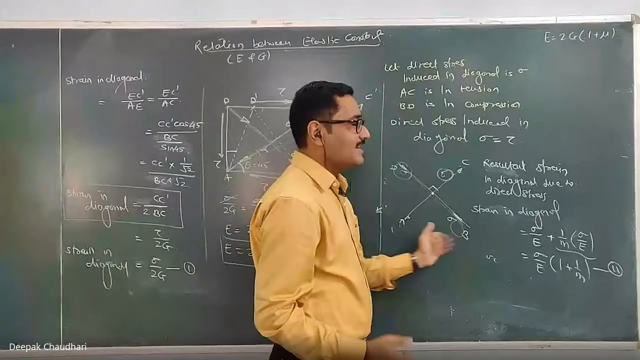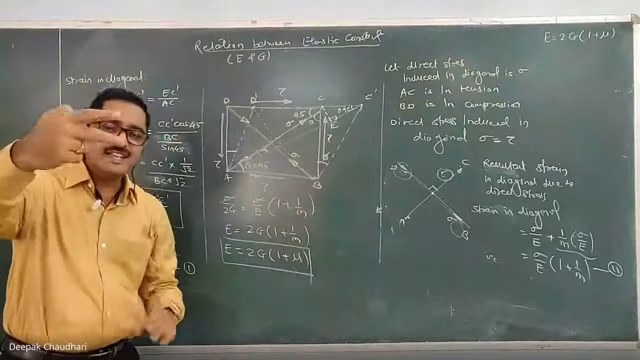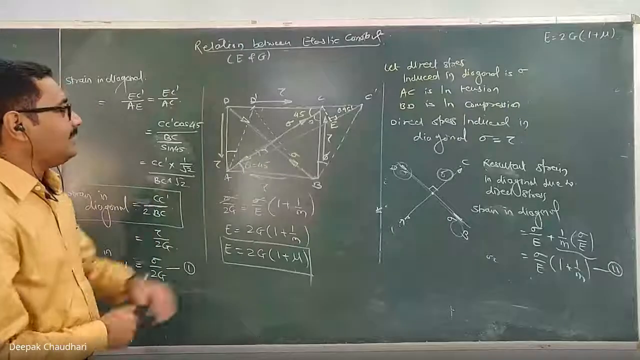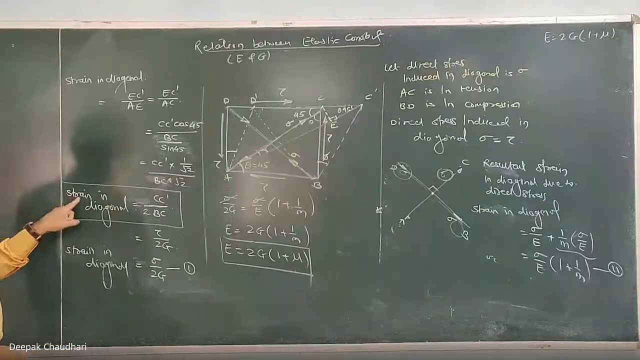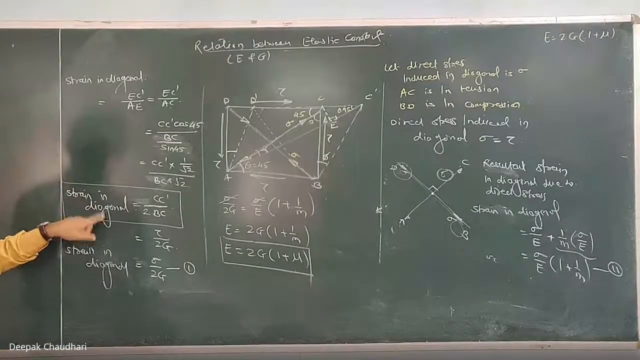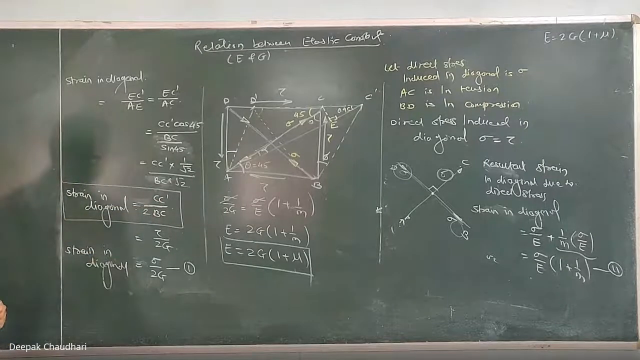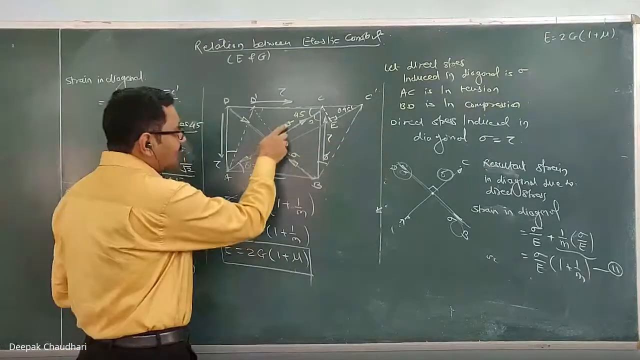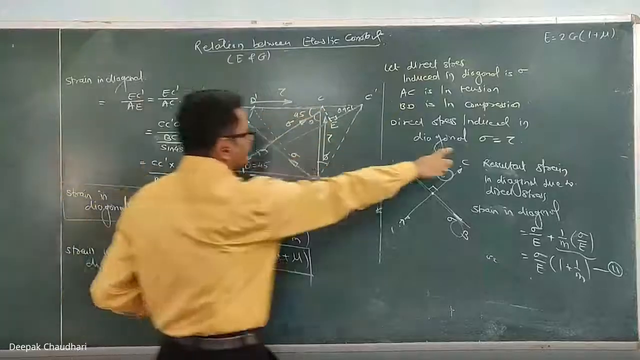Then, to derive the relation between E and G, this derivation is in two parts. In the first part, we calculated the shear stress in a diagonal, and because of that the strain in the diagonal due to the shear stress, which is CC dash upon 2BC. This was the first part. In the second part, we derived that the direct stress in this diagonal is equal to the shear stress.